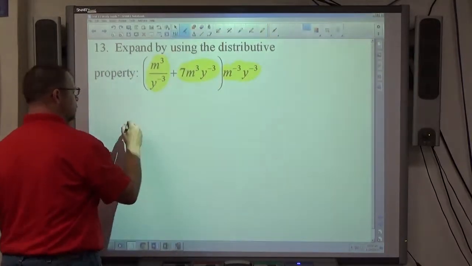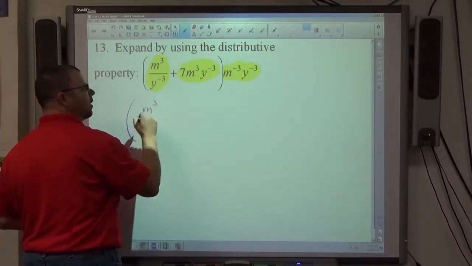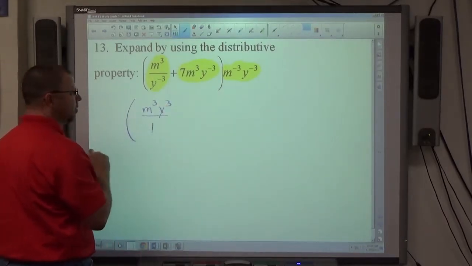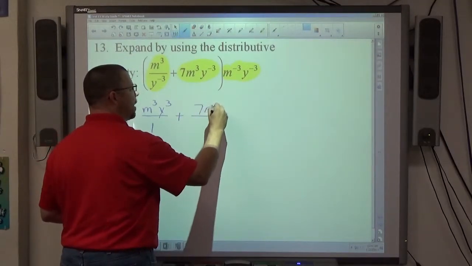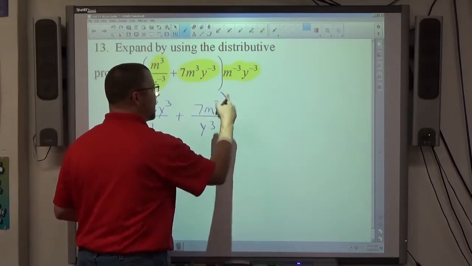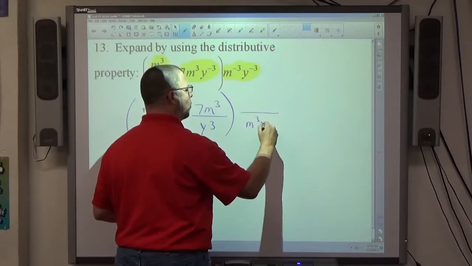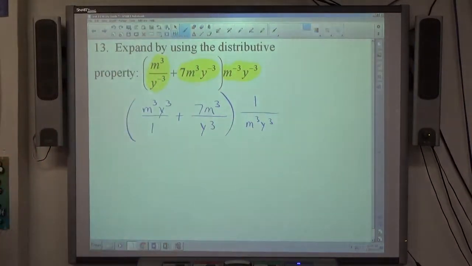So first thing I'm going to do is rewrite the problem in a better form. So m cubed is fine on top. Y cubed belongs on top with it. I'm going to put it over 1 to make it a fraction. Plus 7m cubed are all fine. They're behaving themselves, staying on top. Y cubed belongs on the bottom. And then both of these need to move, so m cubed moves down, y cubed moves down, and to make it a fraction, we're going to put a 1 on top. That's priority 1. Make everything into a nice non-negative power structure.